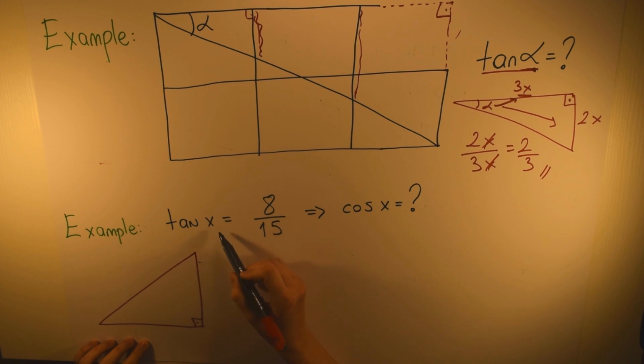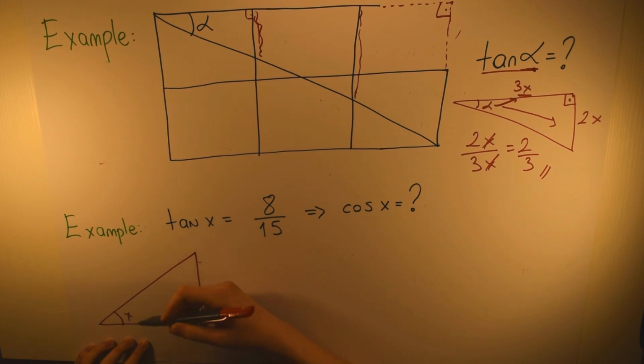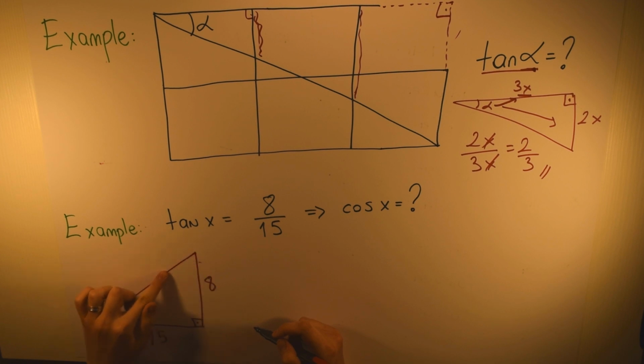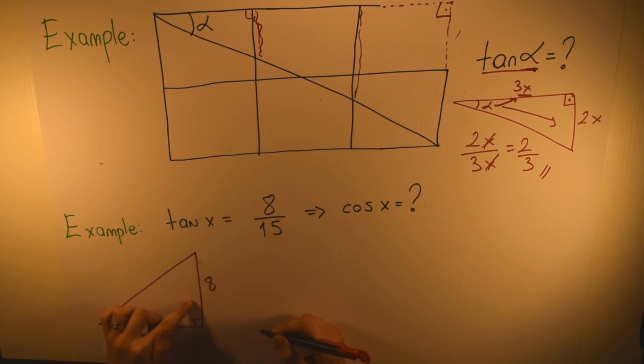So tangent x is equal to 8 over 15. Let's say this is our angle x. So tangent is opposite side over adjacent side, right? So opposite side is 8 and adjacent side is equal to 15. So I can find the value of this side by using the right triangle formula. Actually, this is a special triangle. As you know, it's the 8, 15 and 17 triangle.